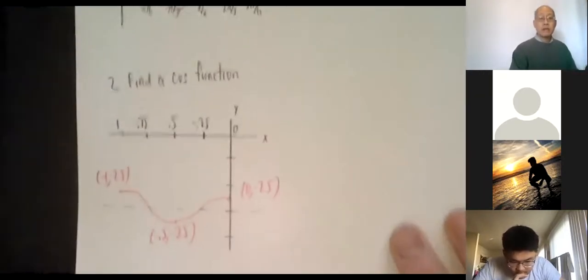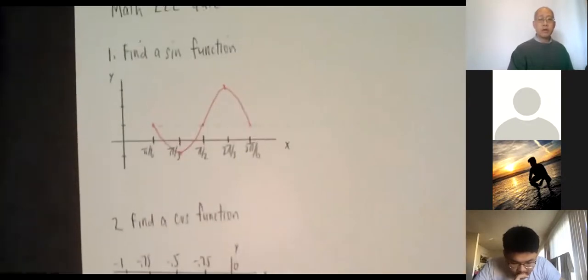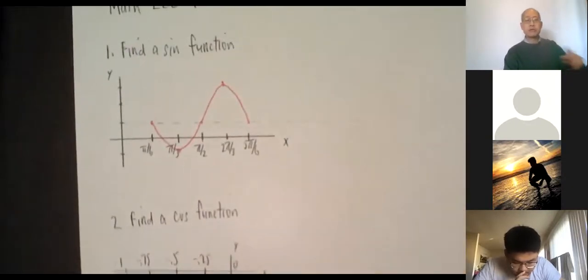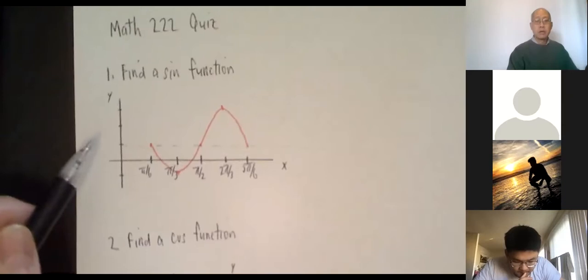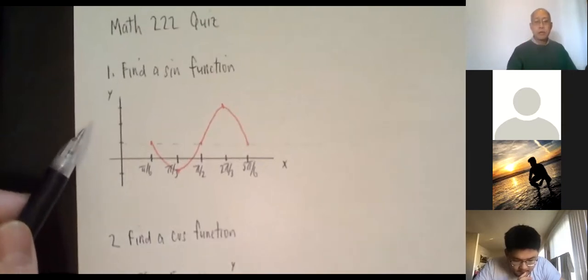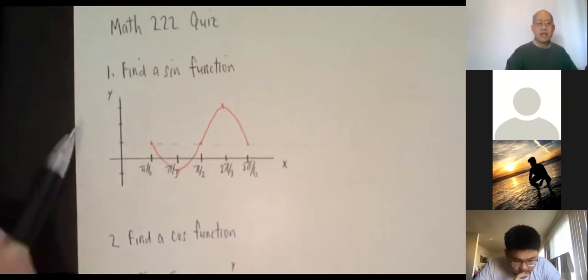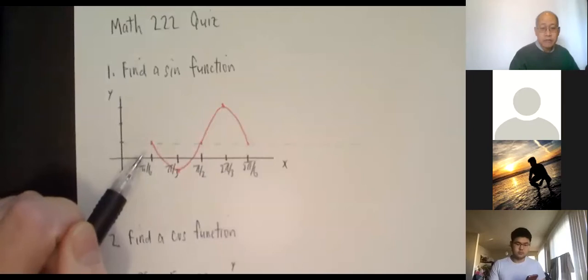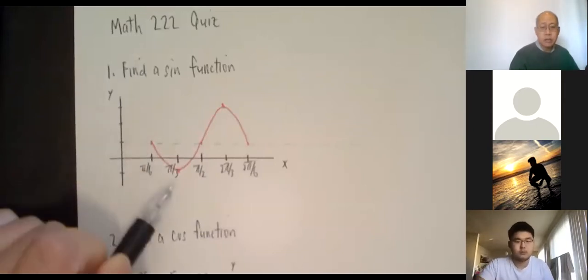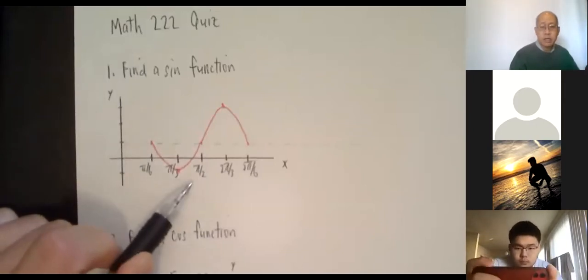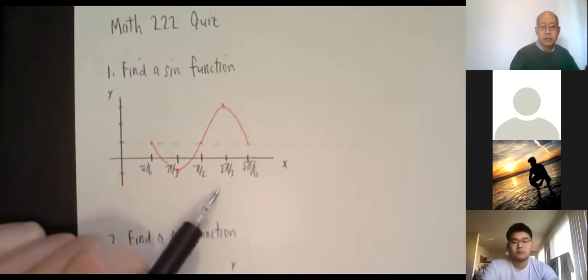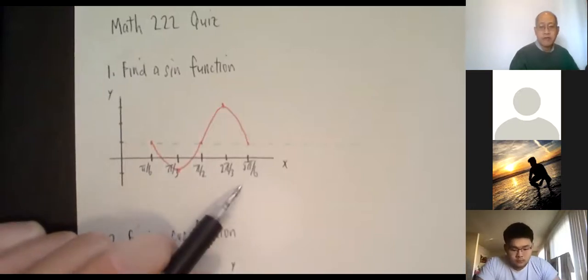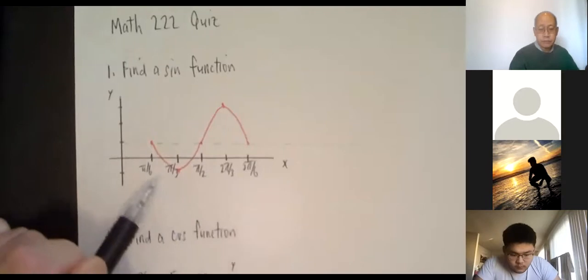I'm not sure I can get this all in one. I don't think I can. I might need 2 pictures for this, so I'll split it into 2. Find a sine function for this graph. I'll give you the key ideas. This is pi over 6, pi over 3, pi over 2, 2 pi over 3, 5 pi over 6.